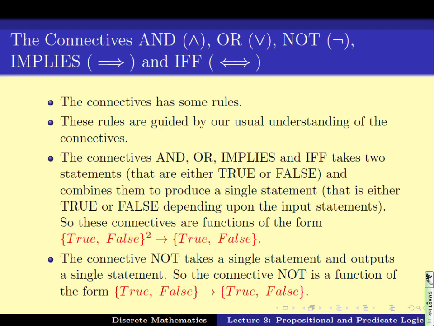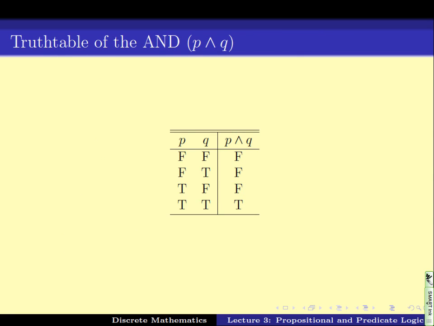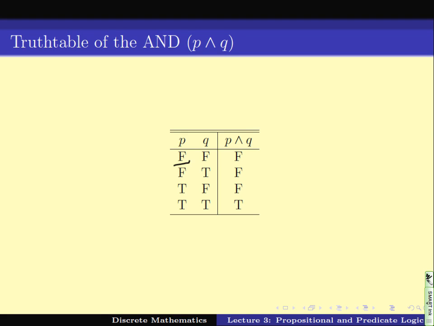Let's see some of the rules that are used for and, or, implies, and if and only if. So here is the truth table. You can go over the truth table and understand what is meant by each of the statements. Now this is the way we should read it.